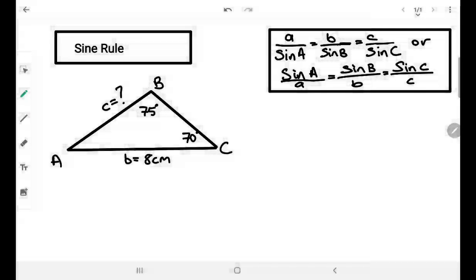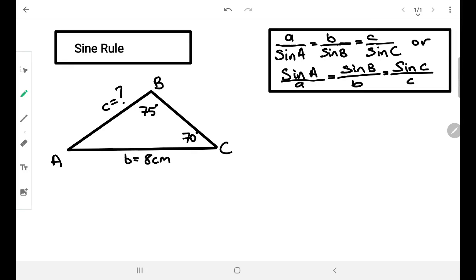Hi guys, we're going to do a sine rule question today. I have a question, a triangle that's got two angles and a side, and we need to find the missing side on the triangle, which in this case is going to be the C side. So we're going to use our rule that we have on the corner of our screen. For this question, there are two combinations that we can use.